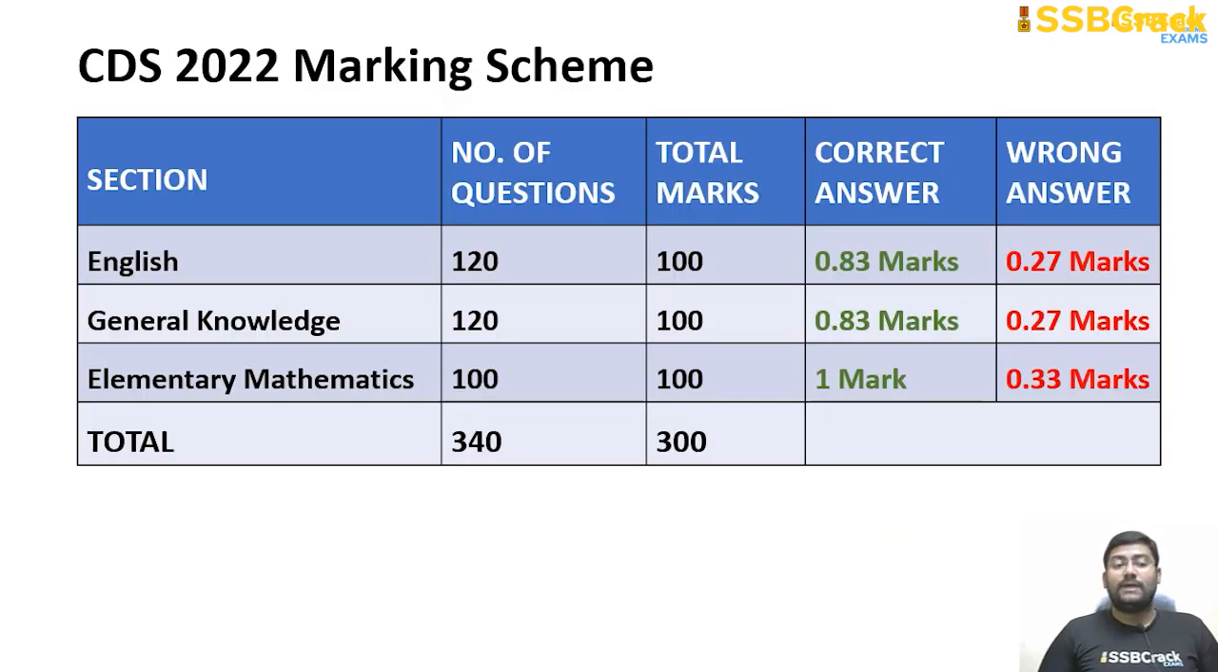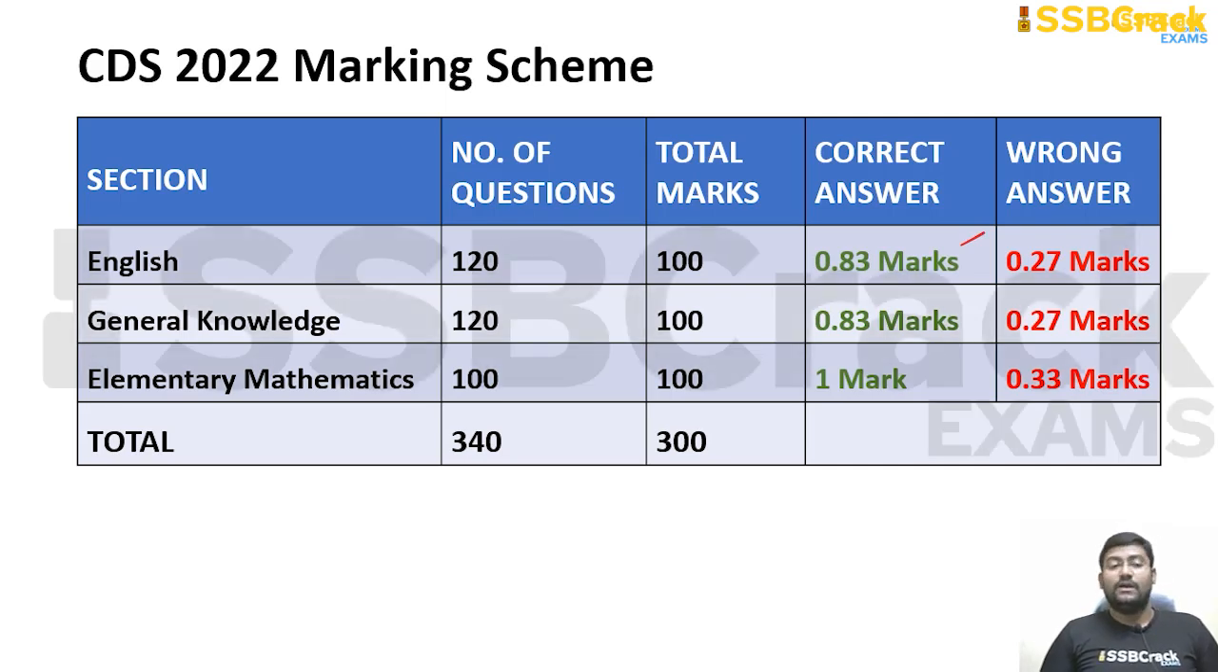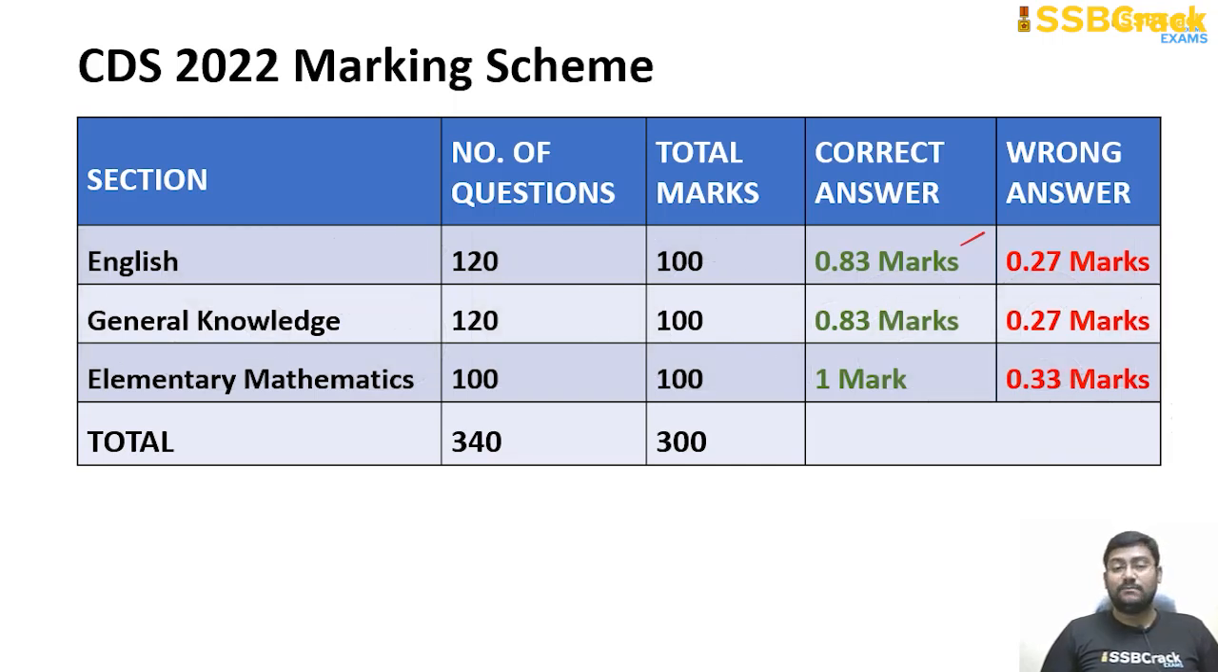This is how the marking scheme of your CDS examination would look. For the English section, there will be 120 questions for a total of 100 marks, each correct answer carrying 0.83 marks, and for every wrong answer 0.27 marks will be deducted. For General Knowledge, 120 questions for 100 marks, for every correct answer 0.83 marks, and for every wrong answer 0.27 marks will be deducted. For the elementary mathematics section, there are 100 questions and the total marks are also 100, but for every correct answer you get 1 mark, and for every wrong answer 0.33 marks are deducted.